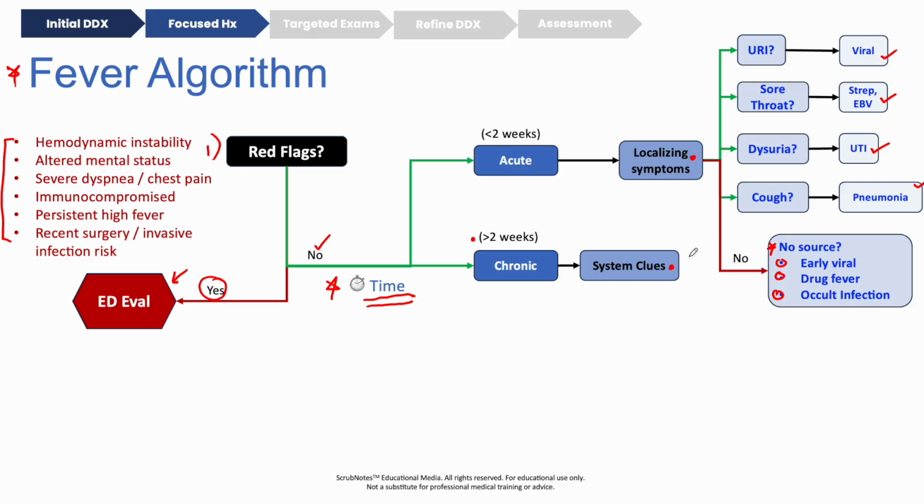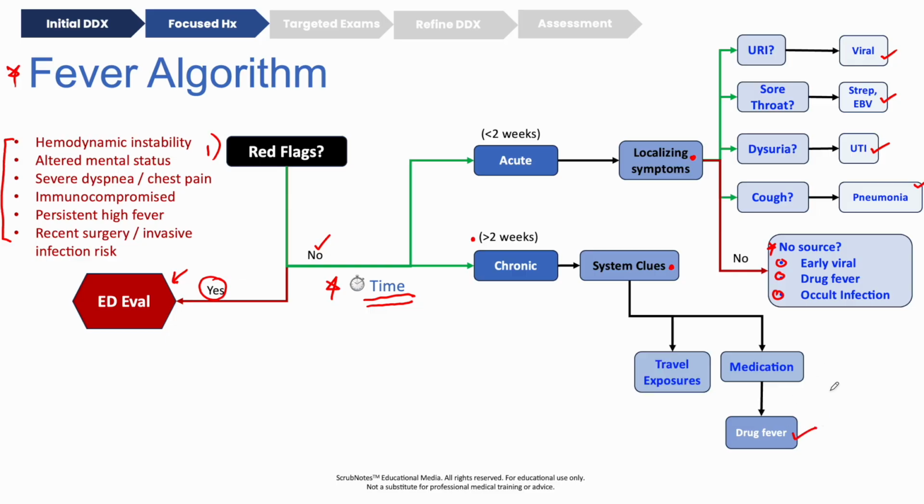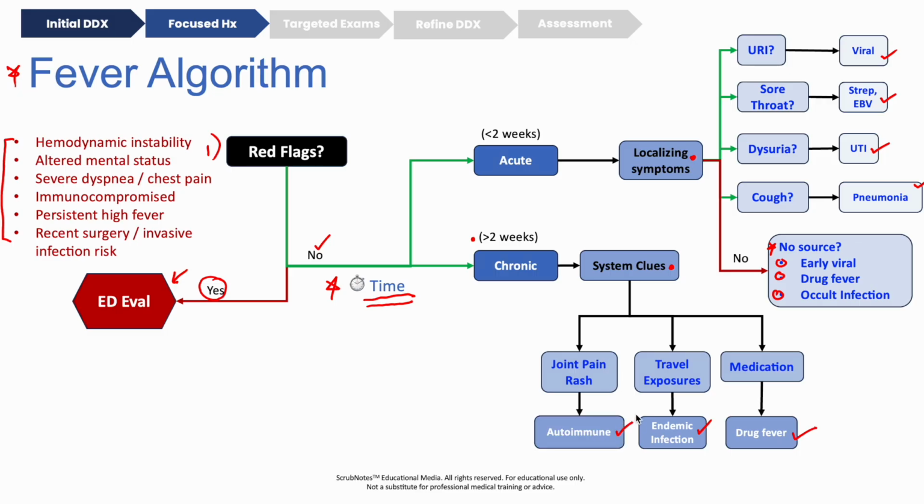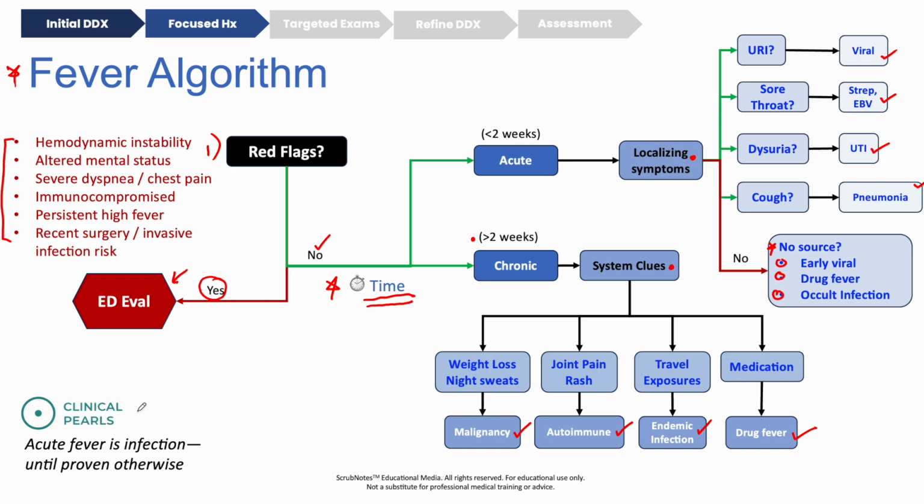more chronic branch here. We're going to use systemic clues to help narrow our differential list. So we could ask about what medications they're taking. That would be indicative of a drug fever. If they've had any recent travel or exposures, there could be an endemic infection going on. If there's joint pain or rash, that's more indicative of maybe an autoimmune process happening. And if there's unintentional weight loss or night sweats, that's more indicative of a malignancy.